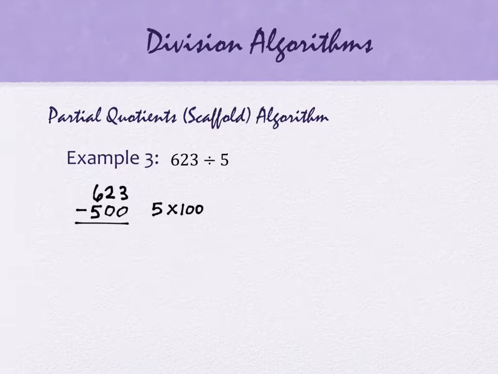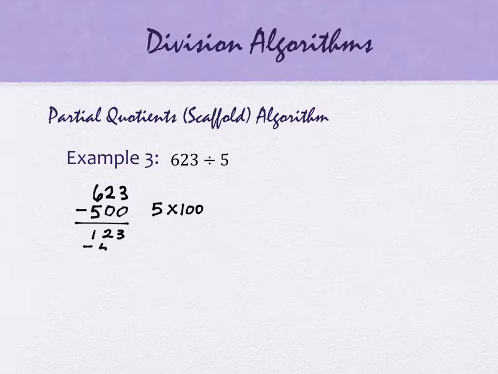So if I were dividing by 54, I'd either subtract 54 or 540, or 5,400 or 54,000 or 54 million. It would always be 54 with zeros. Okay? So 623 minus 500, and I would get 123. Now I can't subtract 500 anymore. It's too big. So what's the next thing I would be able to subtract?